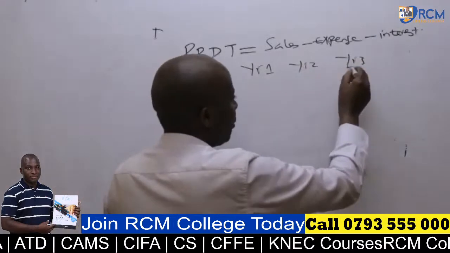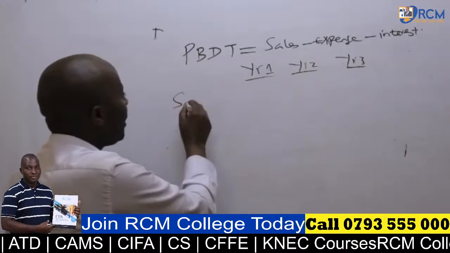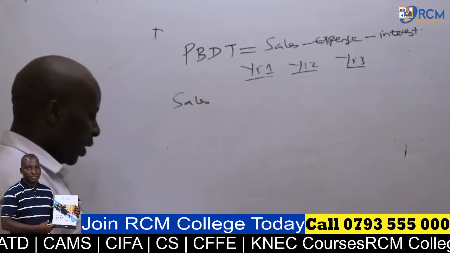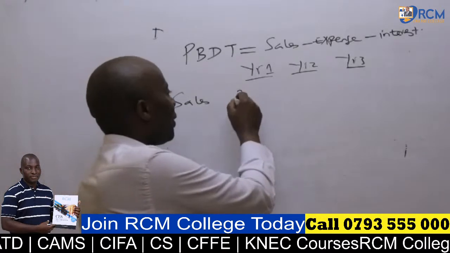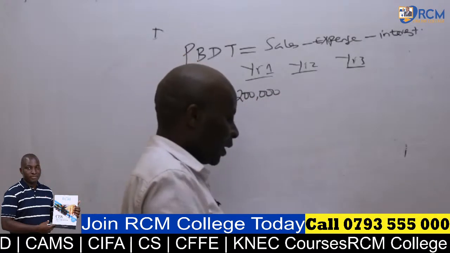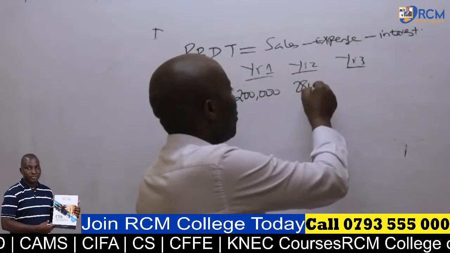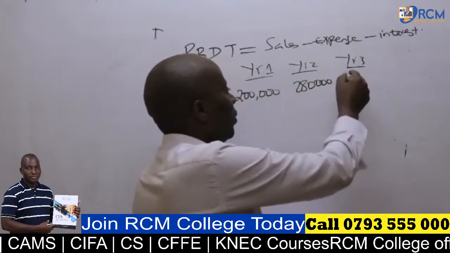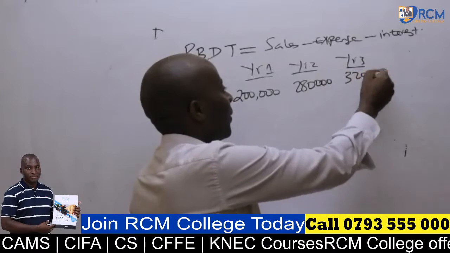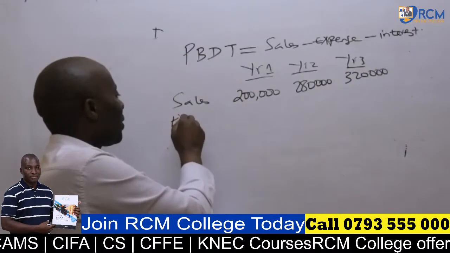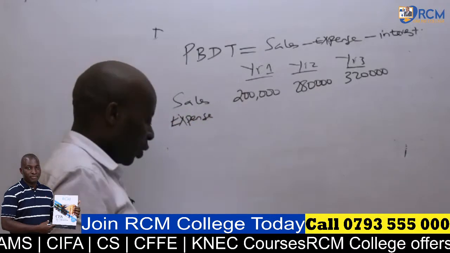Great. So what we shall do, we have year 1, year 2, year 3. We have sales for year 1 of 200,000. Year 2, we have 280,000. Year 3, what do we have here? 320,000.